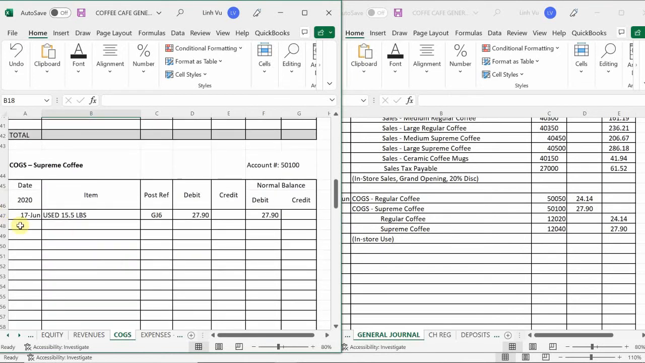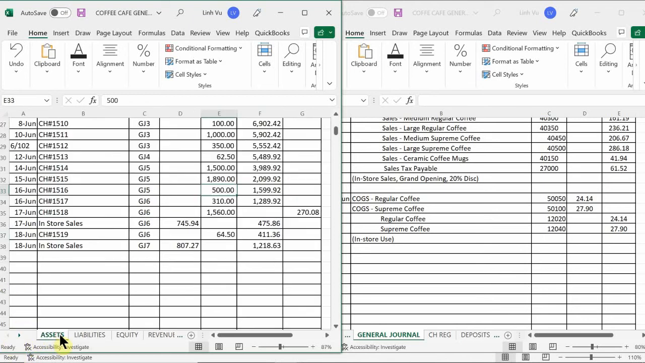Supreme coffee, we did 27.90. So how much is my grand total balance here? 55.80. 55.80. Good. Okay. And now we need to update my inventory so I can reflect that I got rid of my inventory items.